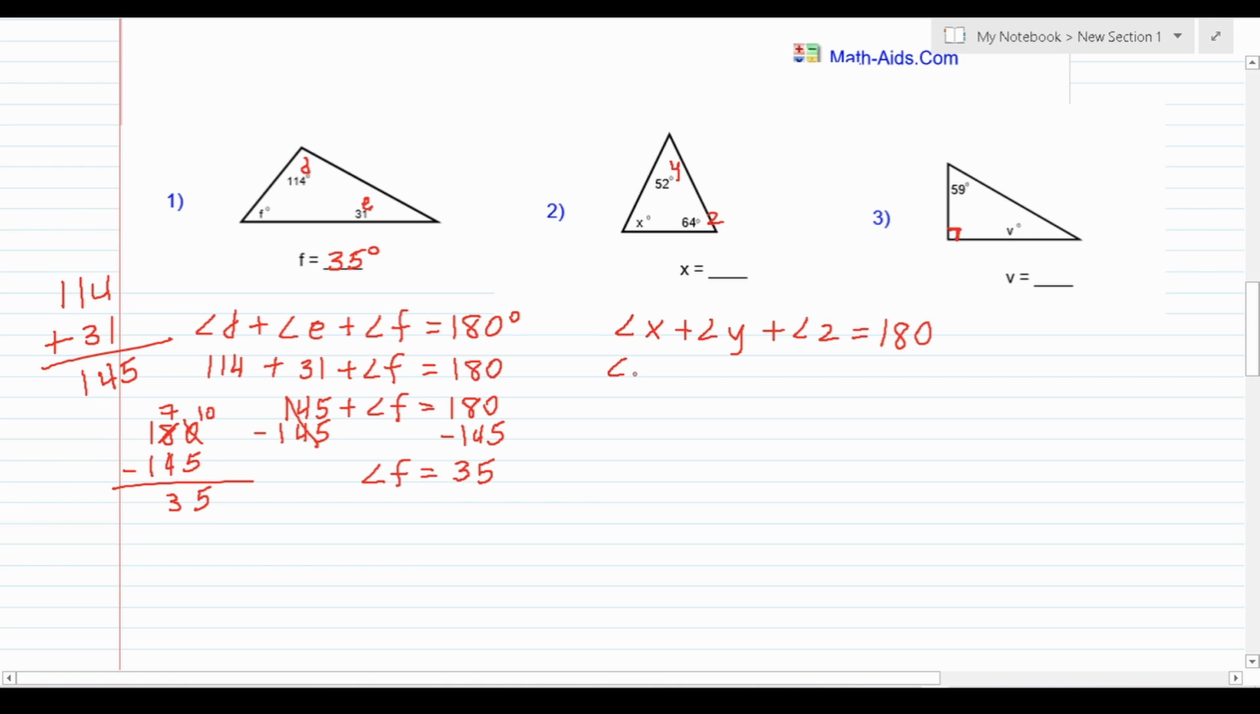Again, we don't know what angle X is, so we'll leave that as is. Plus angle Y, let angle Y be 52 degrees, plus angle Z, which is 64. And again, as we know, all of the angles in a triangle add up to 180 degrees. So now we're going to combine 52 and 64, which I'm going to do off to the side.